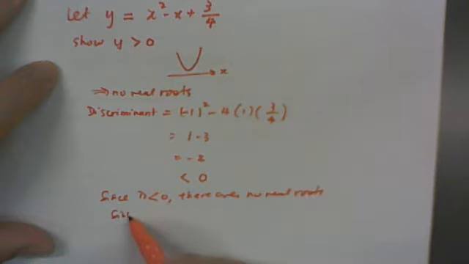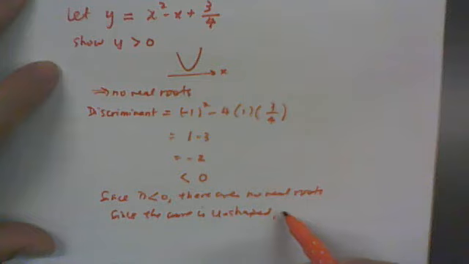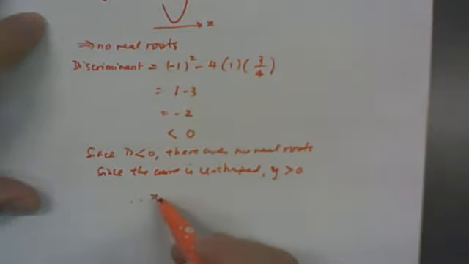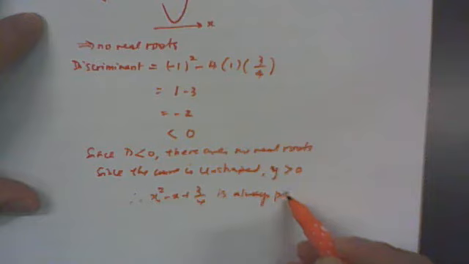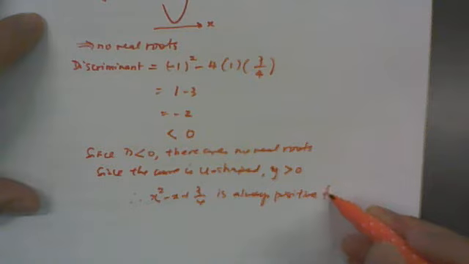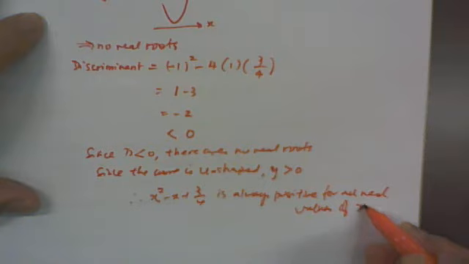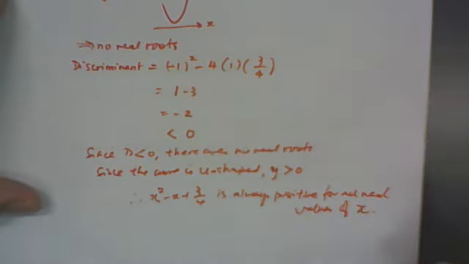So since the curve is U-shaped, the y will always be positive. Right? So therefore x squared minus x plus 3/4 is always positive for any values of x, no matter what values of x. Right? So it's for all real values of x. Alright.